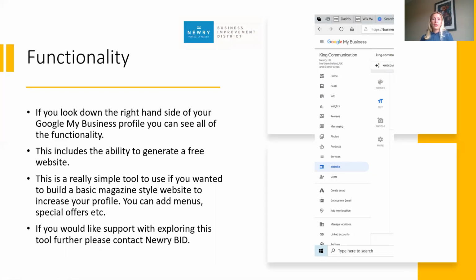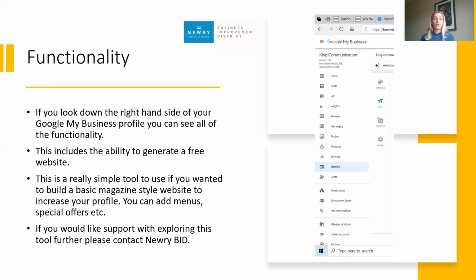For example, if you are a cafe or a startup business, or maybe a beautician's or a nail bar, that doesn't want to invest in creating a website, you can create a very simple magazine style website here yourself. You can add menus, you can add special offers, etc. onto that. And if you would like help with exploring this tool further, contact Newry BID and we'll try and help you out. Contact Eamon or Nicole in the office.